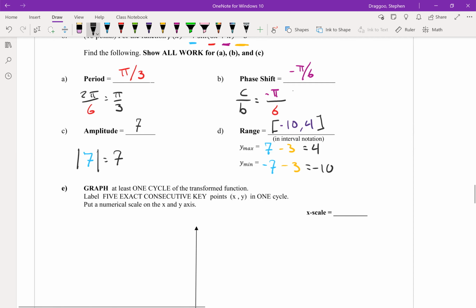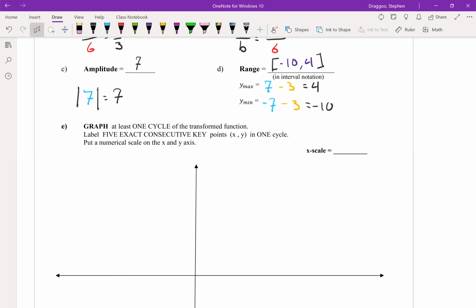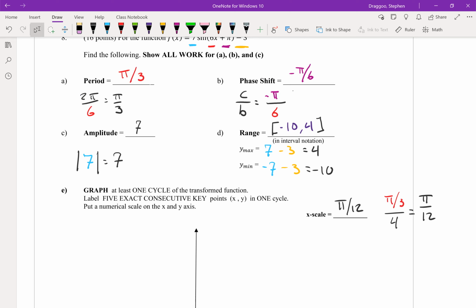And then let's go get the x scale. The x scale is always the period over 4 because there are the 4 quadrants. So pi over 3 divided by 4 is pi over 12. So our x scale, pi over 12. And now that I've got my x scale together, I'm going to come back up to my phase shift and get a common denominator. So negative pi over 6 is the same as negative 2 pi over 12. That way my phase shift and my x scale have the same denominator. It'll make it a lot smoother when I try to put my x scale together.